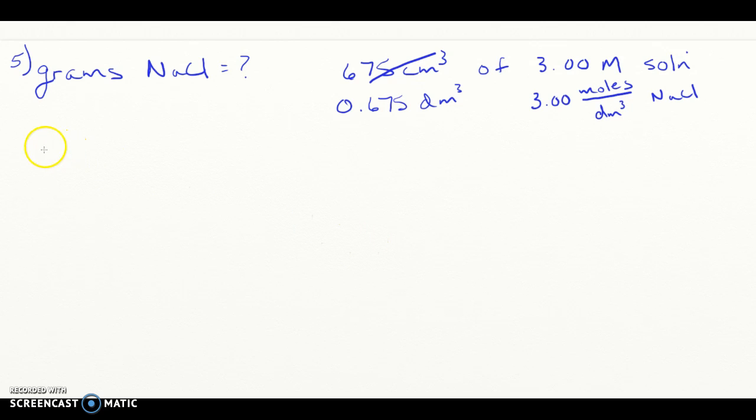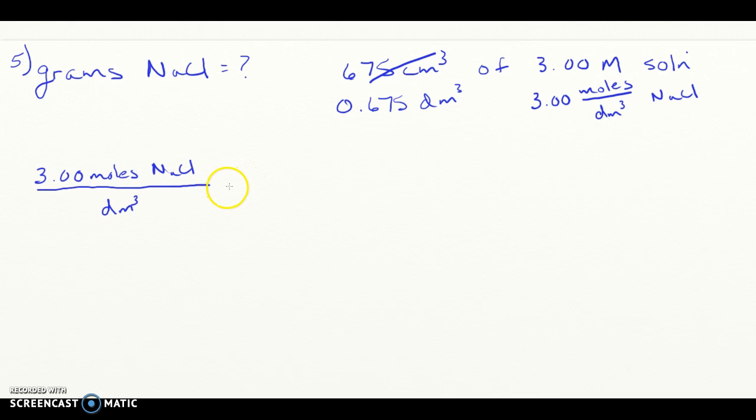So I always like to start with the molarity because it has 2 units in it. 3.00 moles of NaCl, 3 moles for every decimeter cubed. That's what we have, that's the given. That's what this capital M here stands for, molar. It means moles per decimeter cubed.